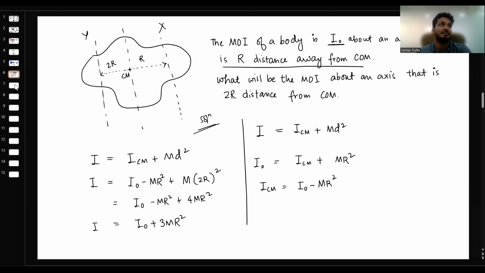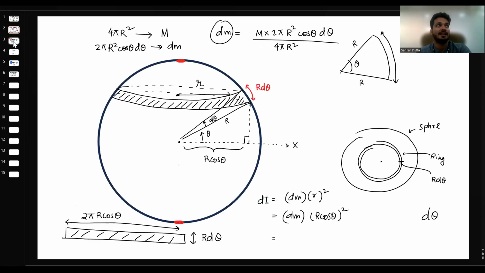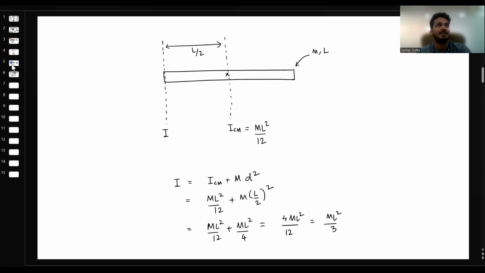So that's the end of the parallel axis theorem. Now I'm not doing it for every other body, but you have a list of moments of inertia. That means you can find the moment of inertia about the edges of everything, like if you rotate the ring about the edge, disk about the edge, cylinder about the edge, hollow sphere about the edge. We have only been talking about rotating bodies about the center of mass, but what about rotating them about the edge? This is where the parallel axis theorem comes into play.